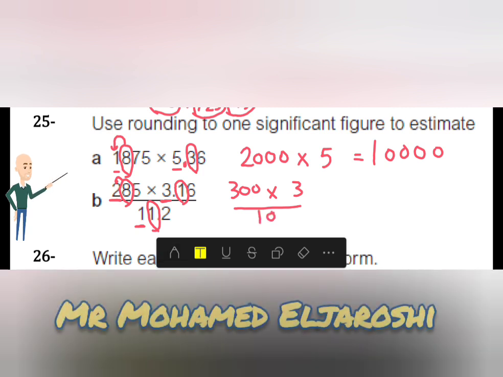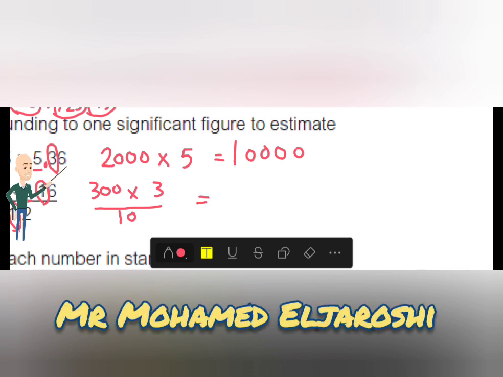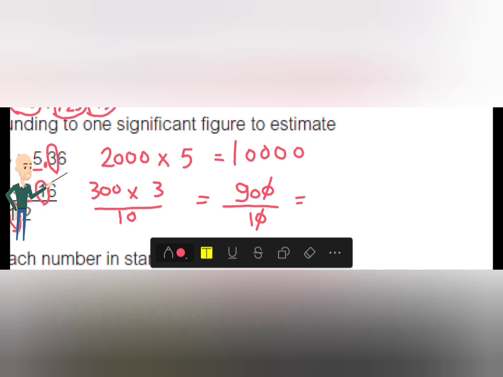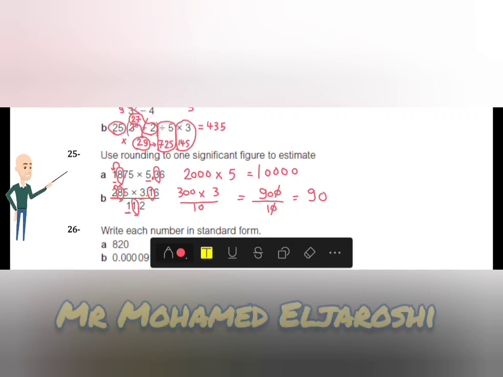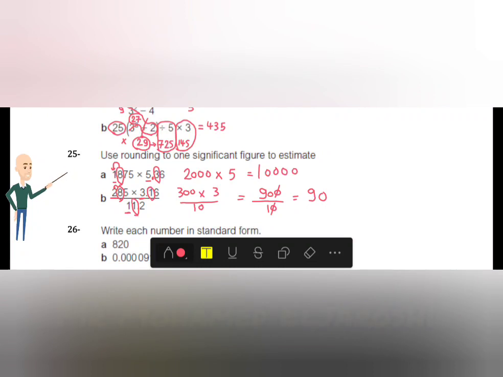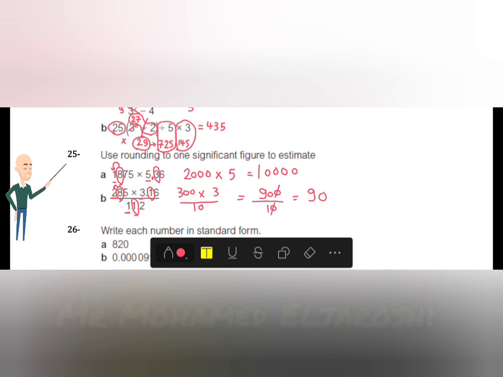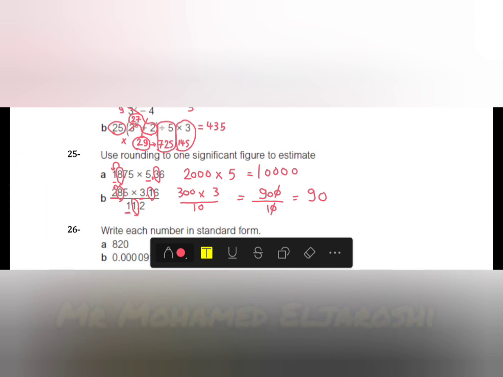Very good. And then we finish this. 300 multiplied by 3 equals what? Very good, 900. And then 900 divided by 10. Here we have the 0 goes with a 0, and the answer will be 90. And this is how you answer a question like this. Now, you can put them in the calculator after this step, because the first step must be estimating, and then after this step you can put them in the calculator, and they will give you the final answer. Now, this is the idea of estimating and rounding.